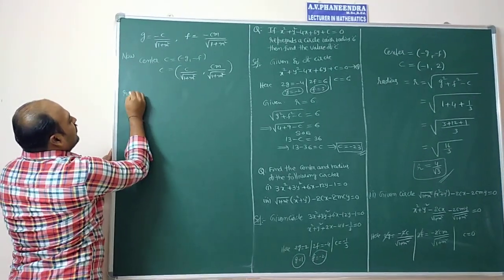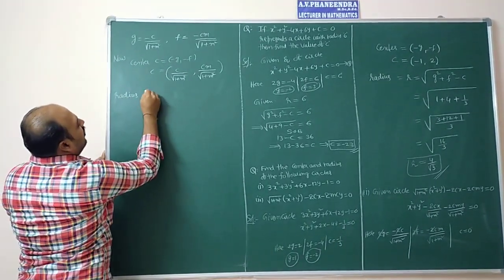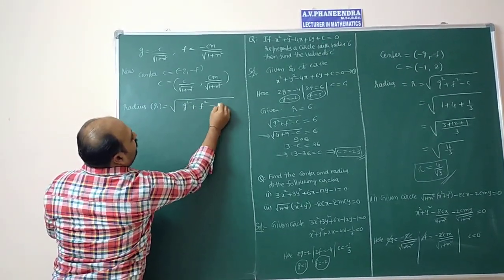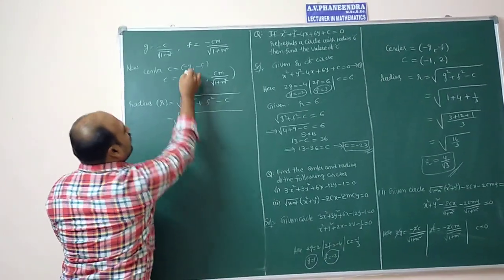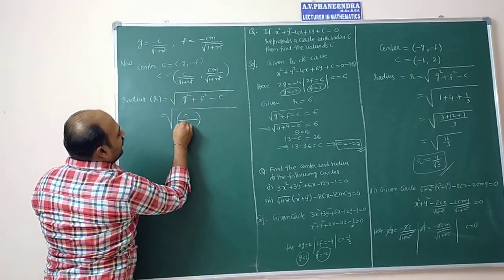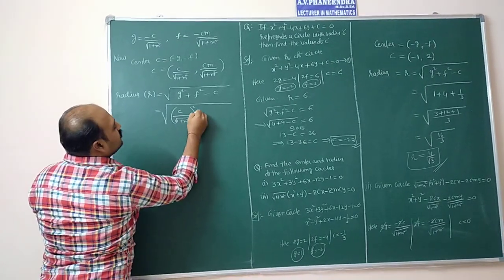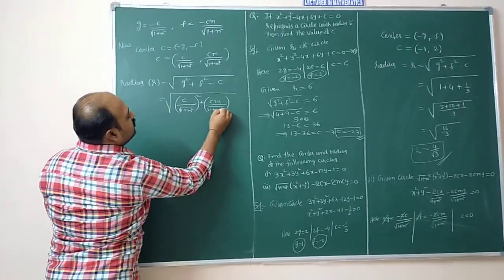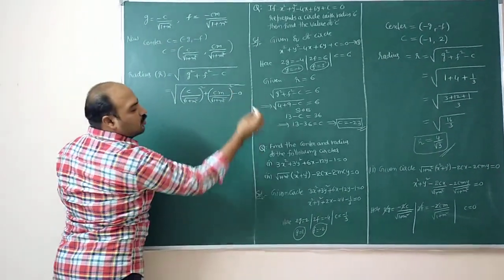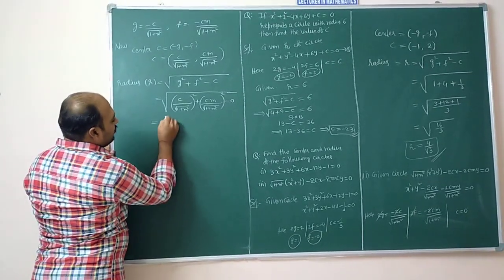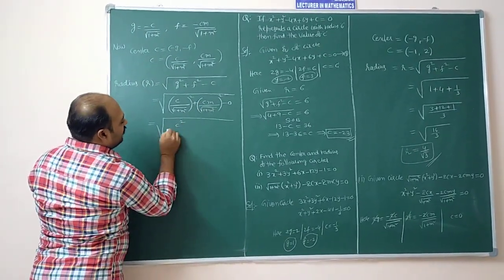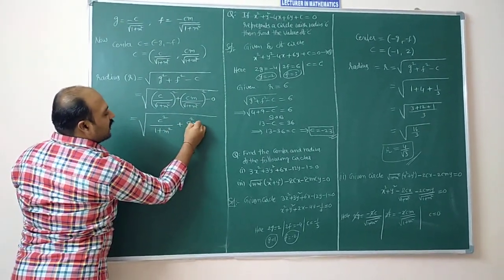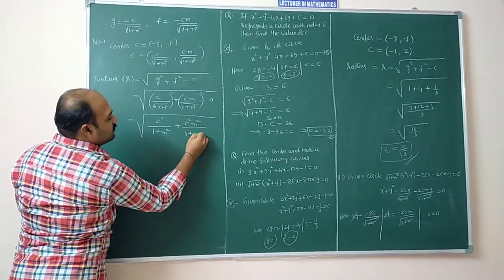Now the radius of the circle. Radius r = √(g² + f² − c). g² means this value whole squared: (c/√(1 + m²))² + f², (cm/√(1 + m²))², minus c, whose value is 0. So √(c²/(1 + m²) + c²m²/(1 + m²)).